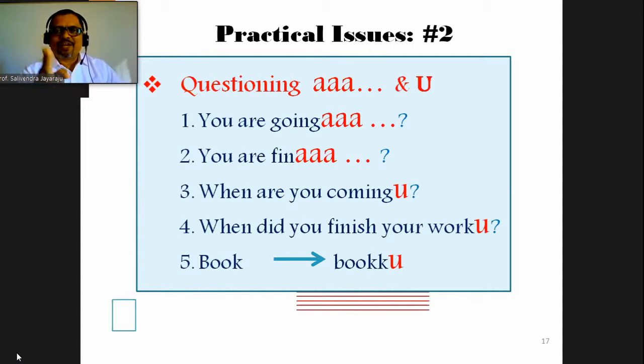So what you have to do is chop these suffixes. Pay attention to this. Closely observe your way of speaking. Are you using these tags? That is the practice, to give them up in your speech. So, you're fine. You're coming. When are you coming? When did you finish your work?